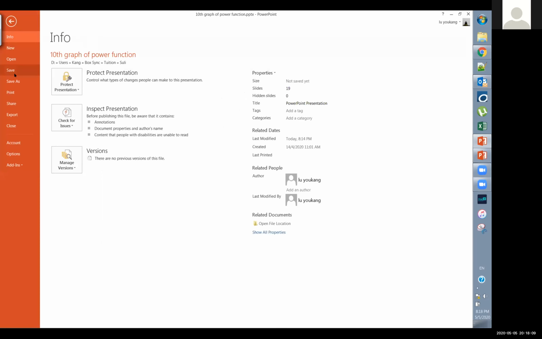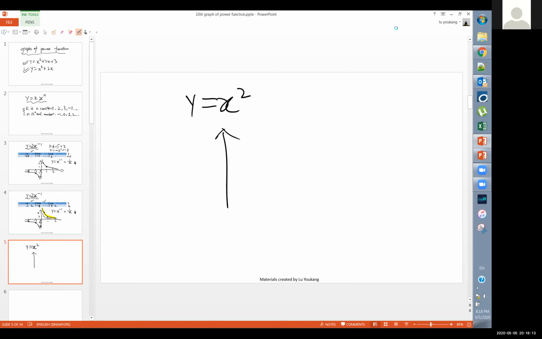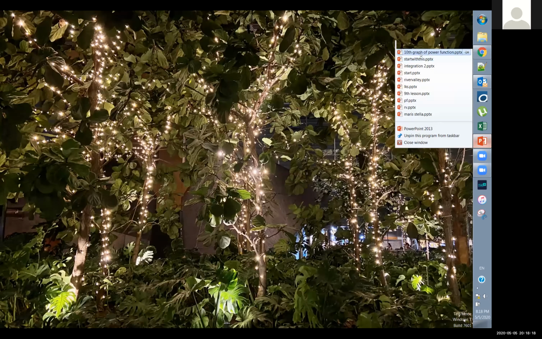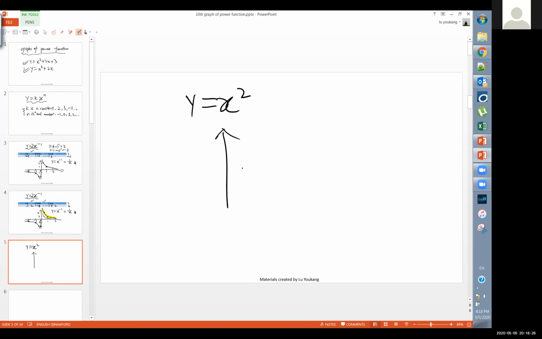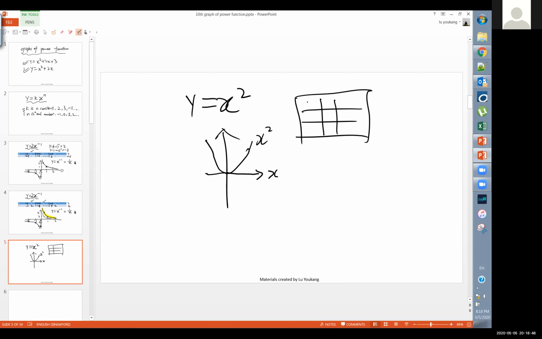Hold on, let me save this and then I open this again. There is a lag, I realize. Okay. Good. So this one should look like this. I don't have to step into the table because this is the so-called general curve. You can actually go ahead and establish the curve. So when it's -1, it's 1. When it's 0, it's 0. When it's 1, it's 1. So when it's -1 it's 1, and when it's 1 it's also 1. So these are the 3 points I need to curve this y equals x squared.